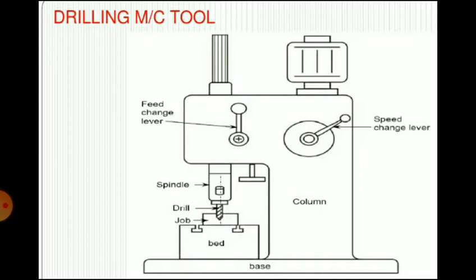So when you start the machine, the drill starts rotating, and by using the feed change lever, you can move the spindle in a downward direction. So the rotating drill is fed against the stationary workpiece. That is the principle used in drilling machines. The rotating drill is fed axially in a downward direction against the stationary work. That is the principle used in drilling machines.